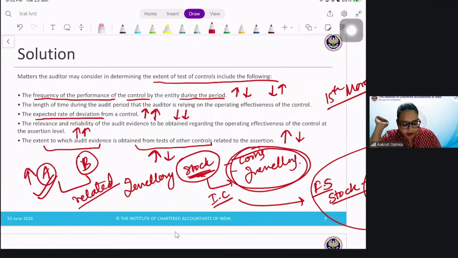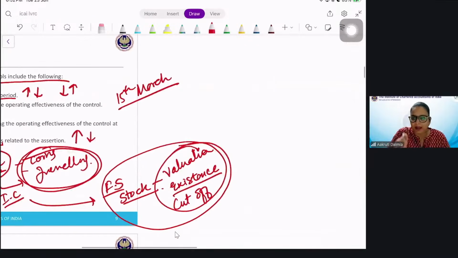The length of time during the audit period that the auditor is relying on the operating effectiveness of the control, which means, are you looking at this control for the whole 12 months of operation? Are you looking at it only for the last 3 months? Maybe it's a new control that has only become applicable in the last 3 months. So that also decides how much your work volume will increase. I'll give you one example, okay?